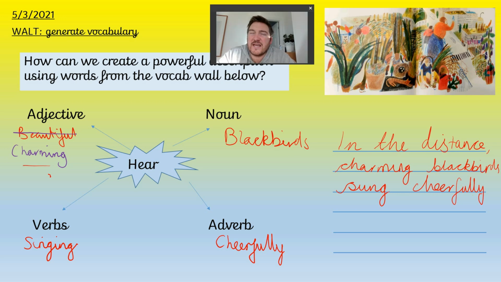Now I could say, who were they singing to? Were they singing for the people? I suppose birds sing to one another to announce that they're here, or to find their mate. So: sung cheerfully to one another.